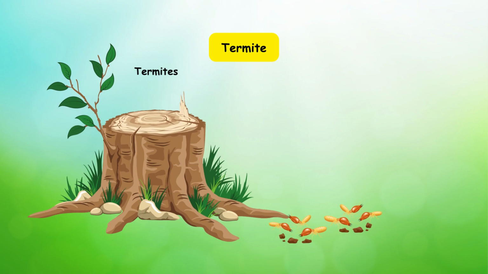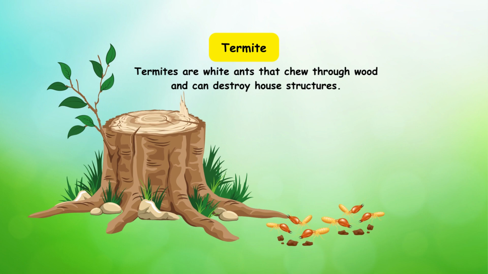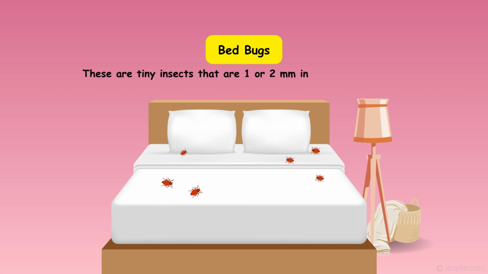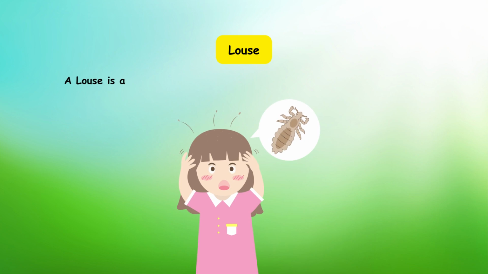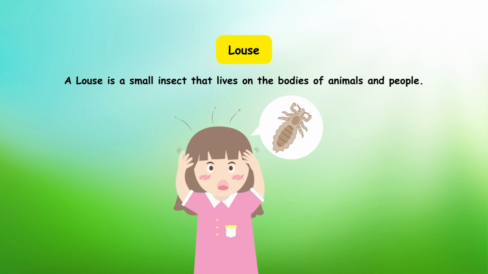T-E-R-M-I-T-E, termite. Termites are white ants that chew through wood and can destroy house structures. B-E-D-B-U-G-S, bedbugs. These are tiny insects that are 1 or 2 millimeters in size. Bed bugs are difficult to eliminate and usually require special treatment to get rid of. L-O-U-S-E, louse. A louse is a small insect that lives on the bodies of animals and people.